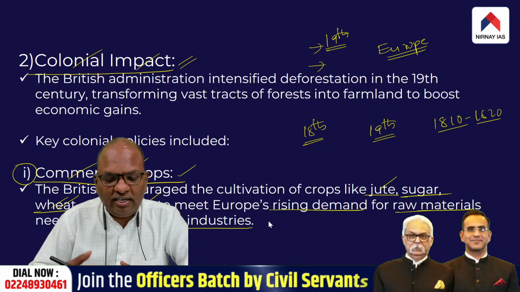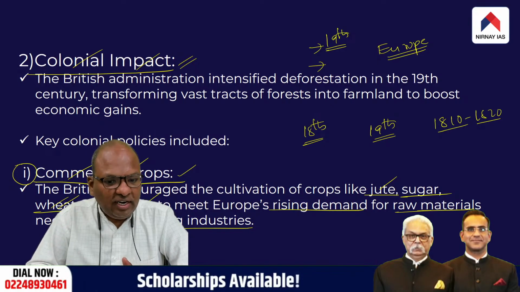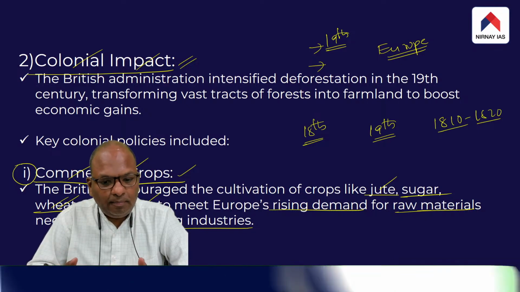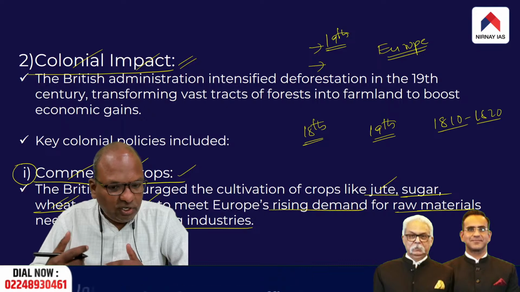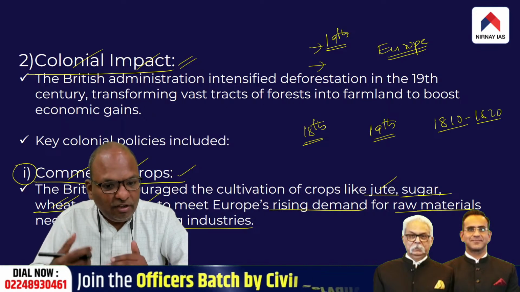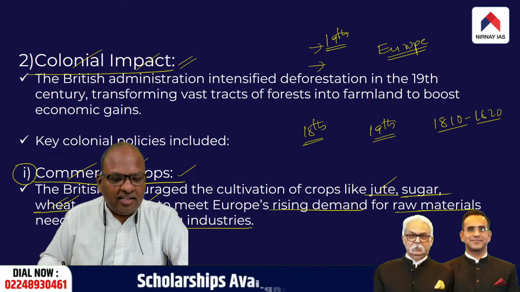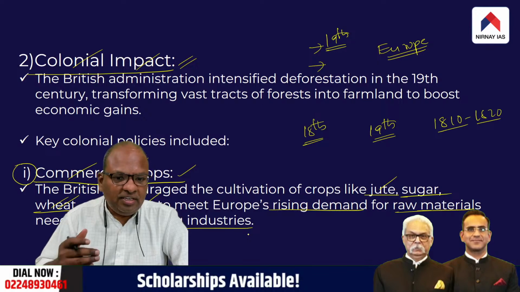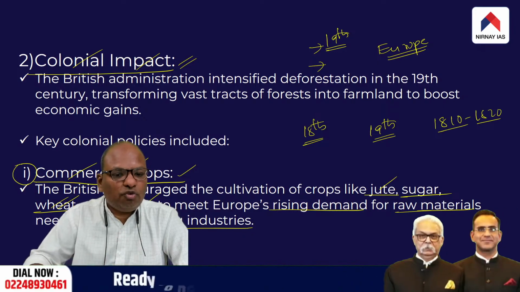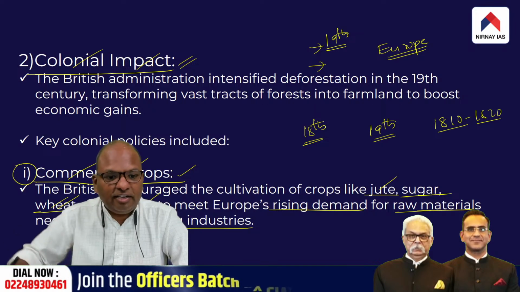I told you that the industrialization process had already begun in England. So the industries of England needed more and more raw material for manufacturing goods, and the raw material began coming from India. So as the demand for all of these commodities increased, the British began encouraging the cutting down of more forest and began bringing the forest land under cultivation.